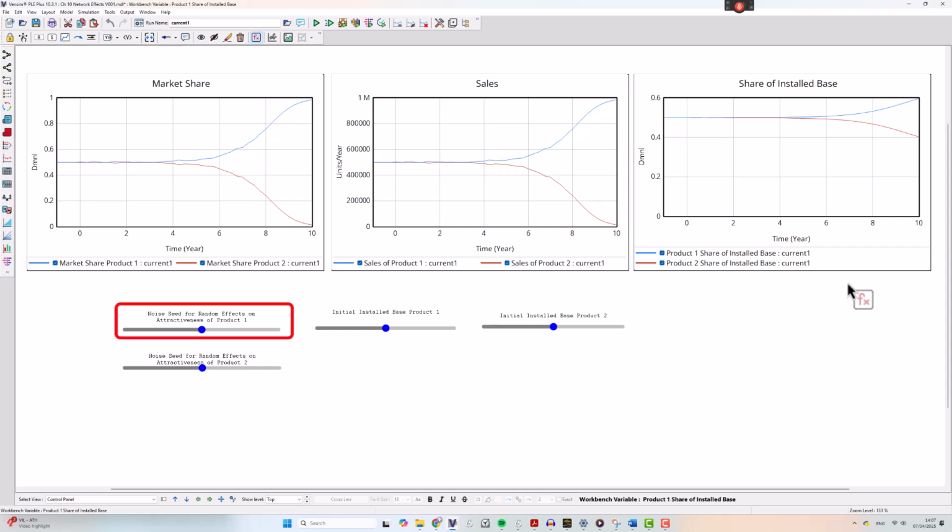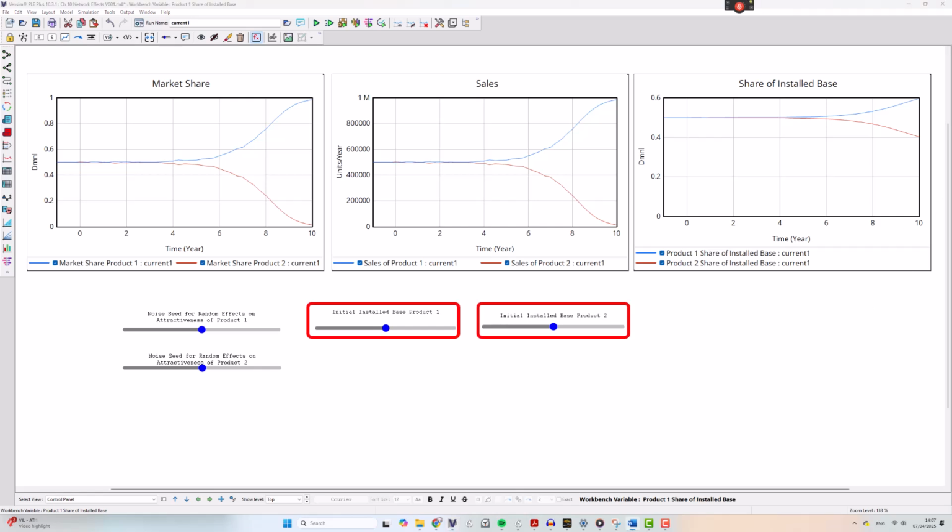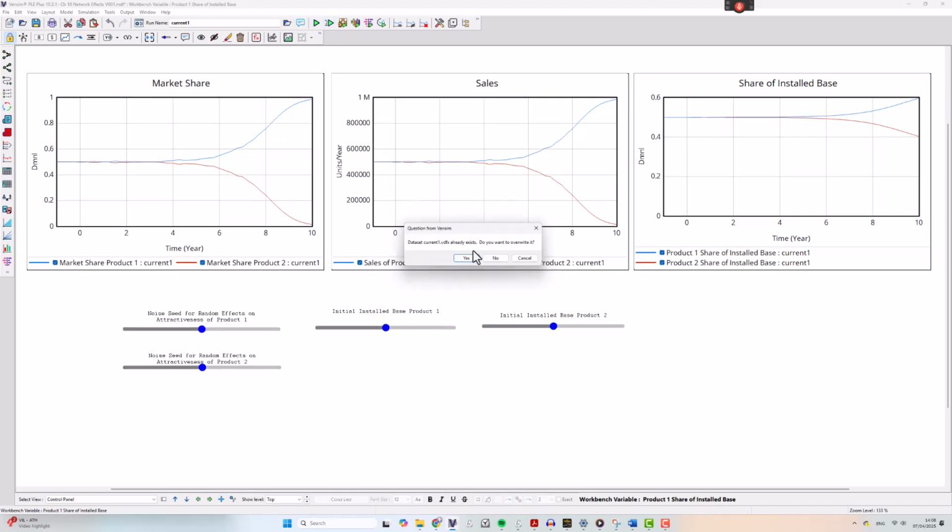We've put a slider for noise seed on product 1 and a slider for noise seed for product 2. And we put a slider for the initial installed base of product 1 and product 2. Next, let's run a simulation and see what happens. We click the button, which means that we will start the simulation and then we'll rerun it each time we make any changes on the slider.